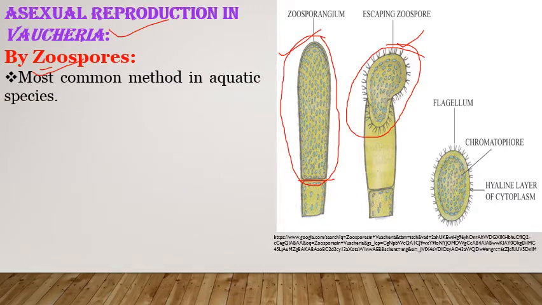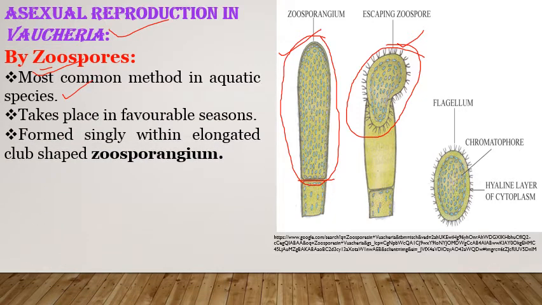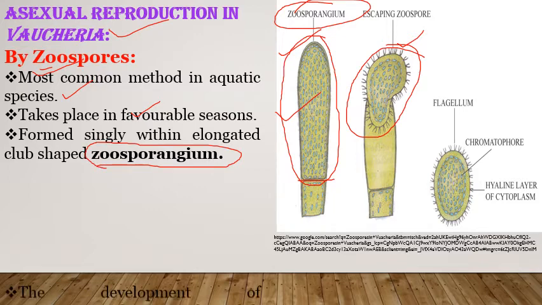This is the most common method of reproduction in the case of aquatic species, and this takes place under a favorable environment when conditions are optimum, meaning the availability of food, water and light is sufficient. Then this alga reproduces by the formation of zoospores. These structures are formed within an elongated club-shaped structure known as the zoosporangium. This zoosporangium will give rise to a single zoospore.